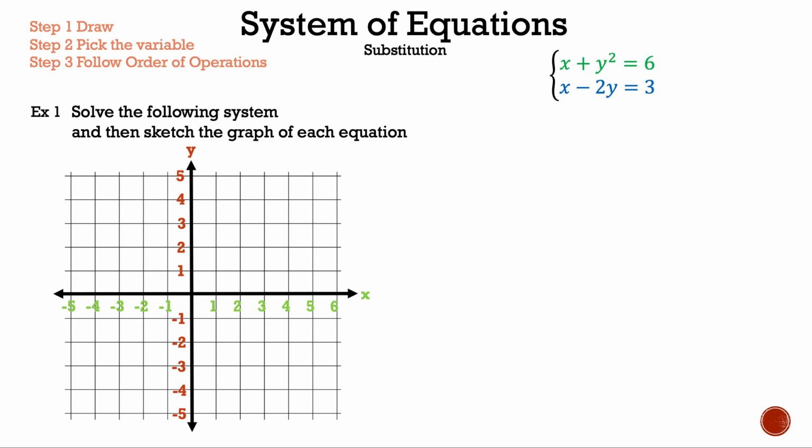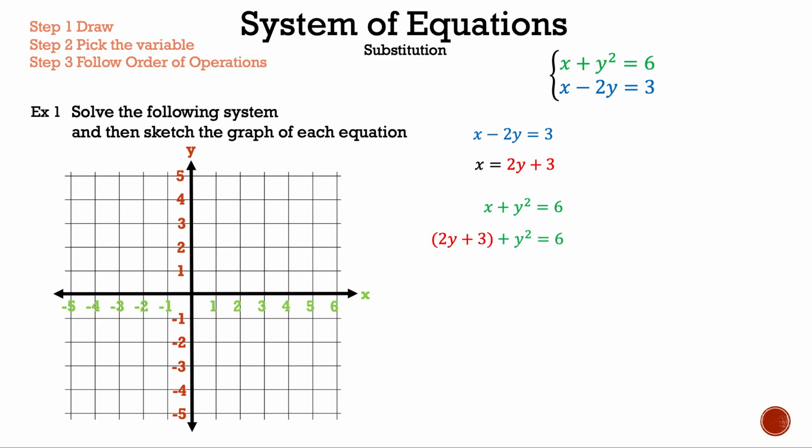Now, let's add a graph, since we need to sketch one. Which equation did we use to solve for the variable? It was x minus 2y is equal to 3. Which variable did we solve for? It was x. So let's add 2y to both sides, so x is equal to 2y plus 3. Now, let's write down the equation we haven't used yet. x plus y squared is equal to 6. What do you think the next step is?